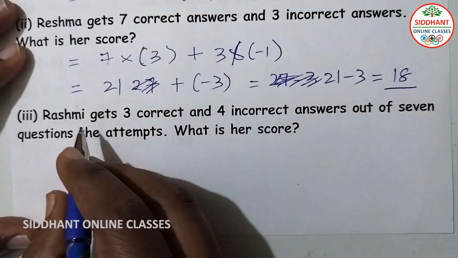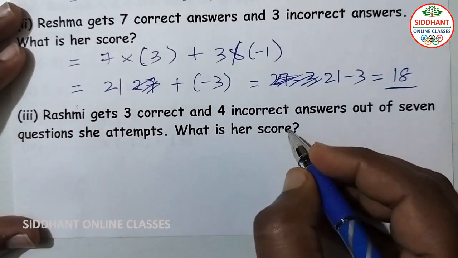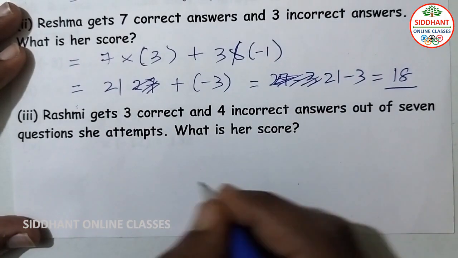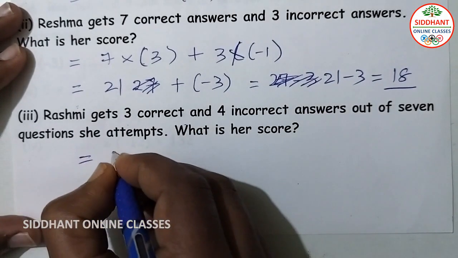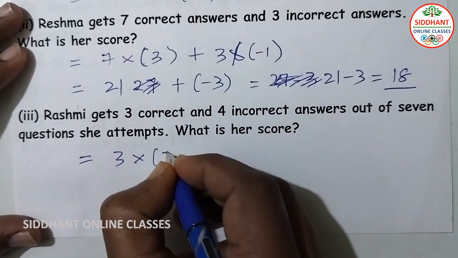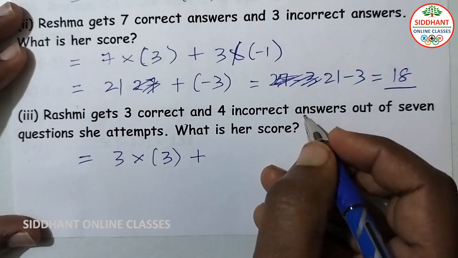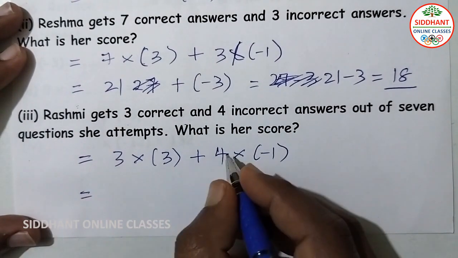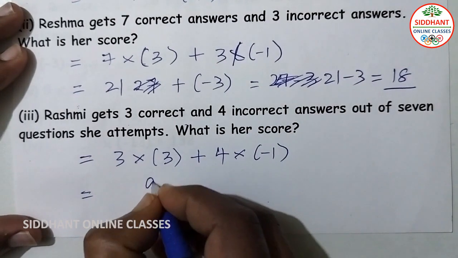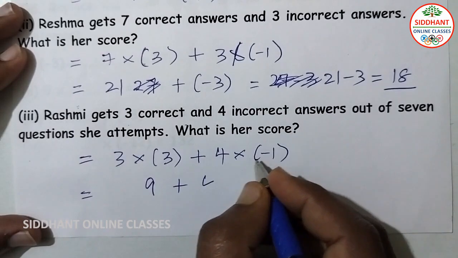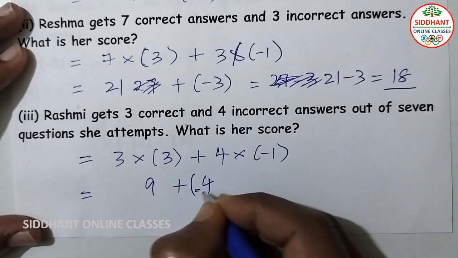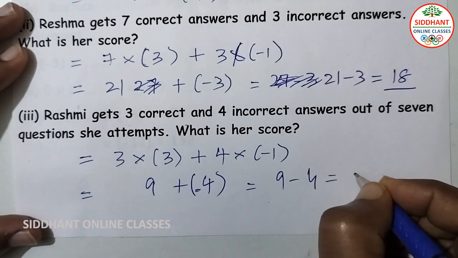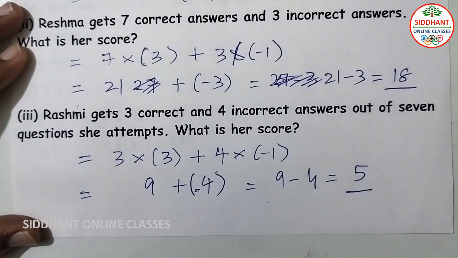18 here. Third one, Rashmi gets 3 correct and 4 incorrect answers out of 7 questions she attempts. What is her score? 3 correct answers, that means 3 into 3 marks, plus 4 incorrect answers, 4 into minus 1. Then 3 into 3 will be 9, plus 4 into minus 1, that will be minus 4. So 9 minus 4, that will be 5. So the answer will be 5 here.